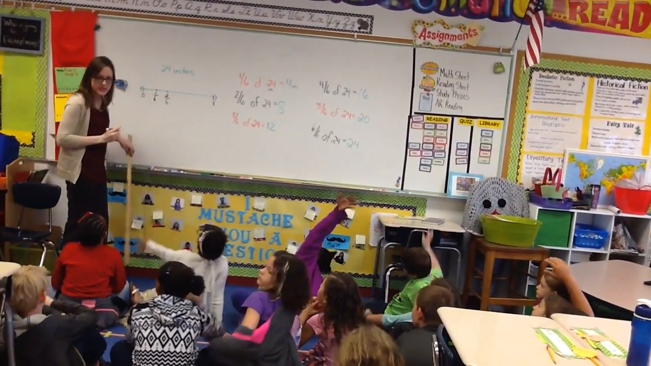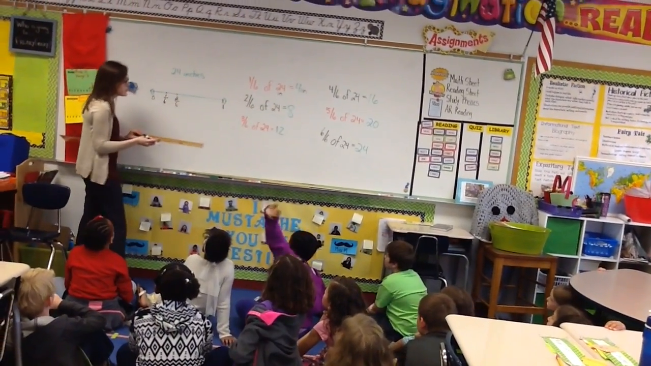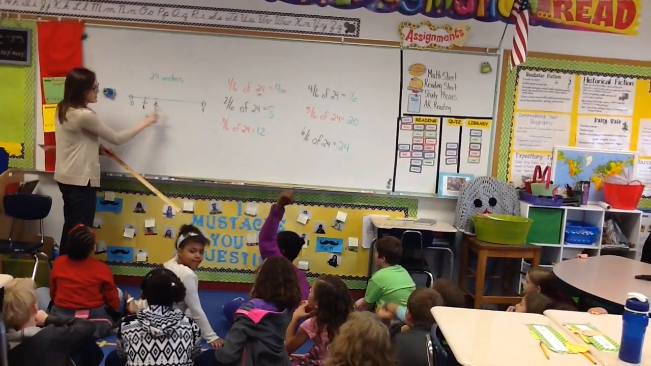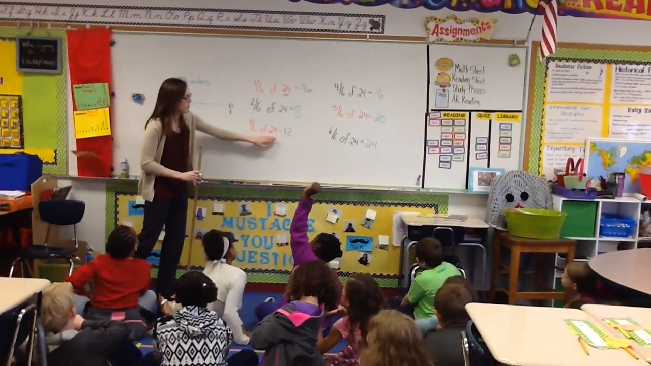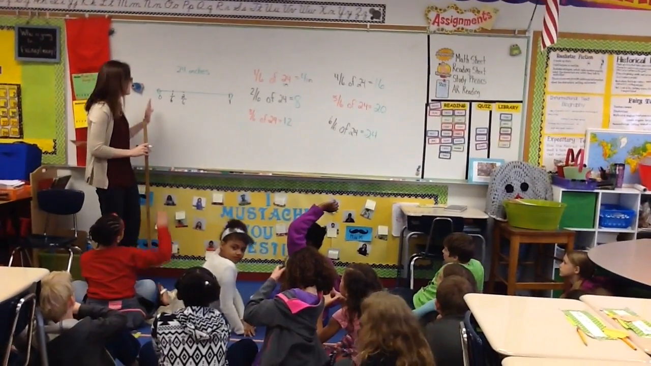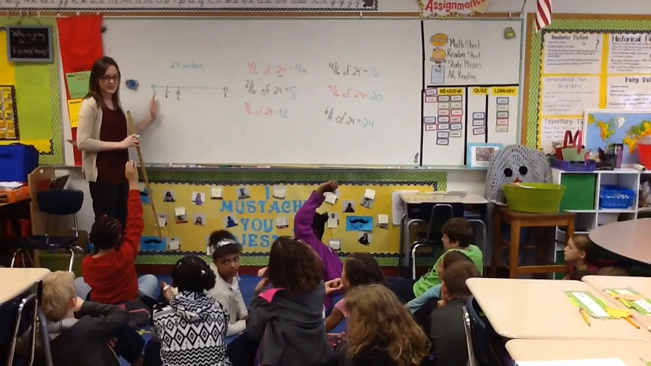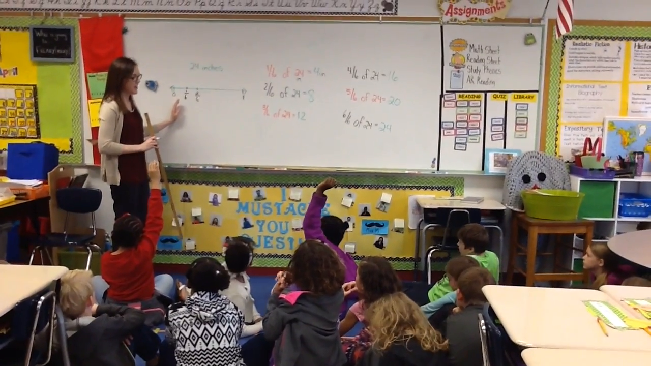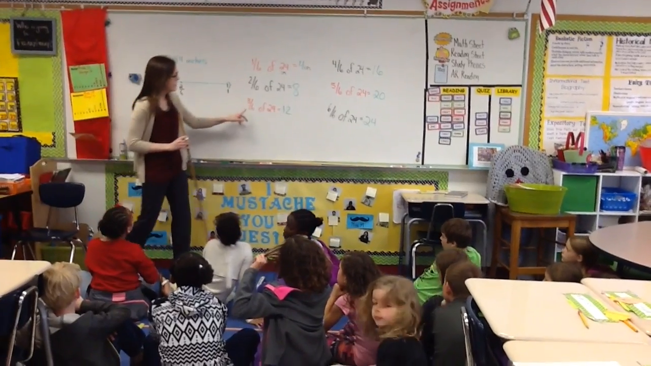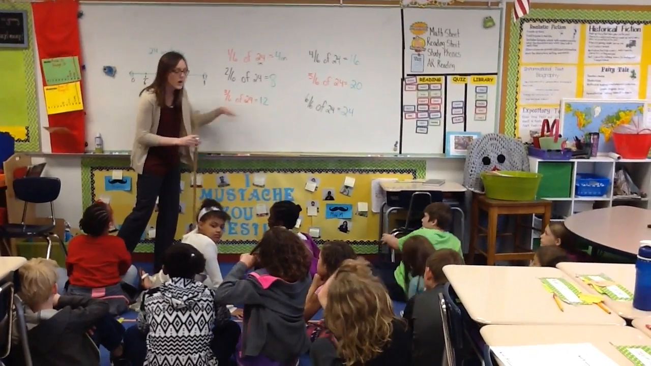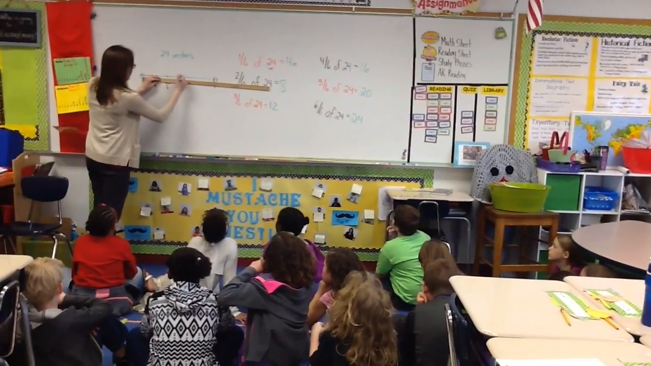Where would 3/6 go? Cherish. Next to the 2/6, but how many inches away from 0? 3/6 of 24 is 12. So how many inches away from 0? Not 3. What would you say? 12. 3/6 of 24 is 12. So it's going to be 12 inches away from 0.